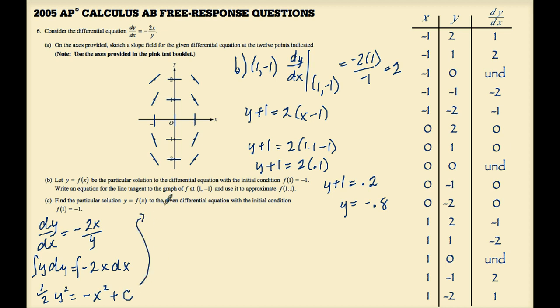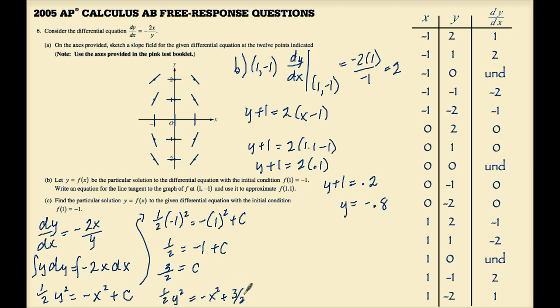Now let's use the initial condition to solve for c. I'll have 1/2 times negative 1 quantity squared is equal to negative 1 squared plus c. This becomes 1/2 is equal to negative 1 plus c, which means c is equal to 3/2. This results in 1/2 y squared is equal to negative x squared plus 3/2. Let's multiply through by 2, and then we'll have y squared is equal to negative 2x squared plus 3.